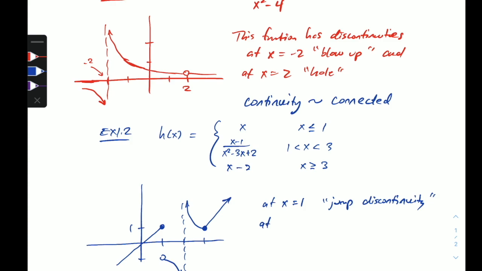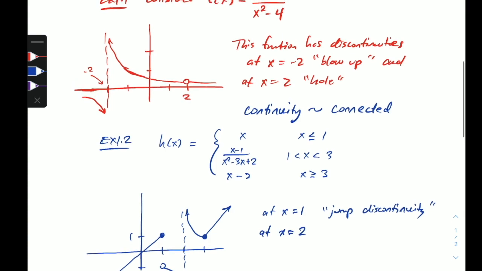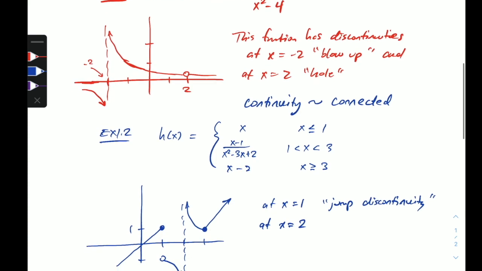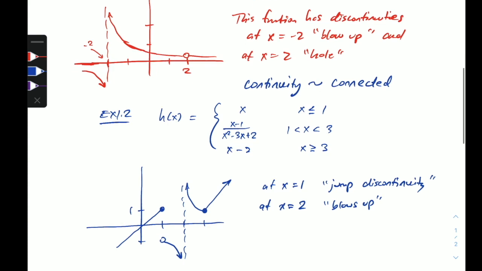And then the next place it's discontinuous is at 2, and this is for the same reason that it was discontinuous in the last example at -2. The function blows up here. It has an asymptote. It kind of goes to negative and positive infinity. And then everywhere else, or all other x, it's continuous.